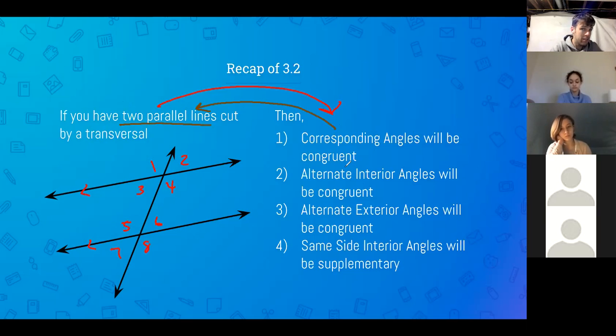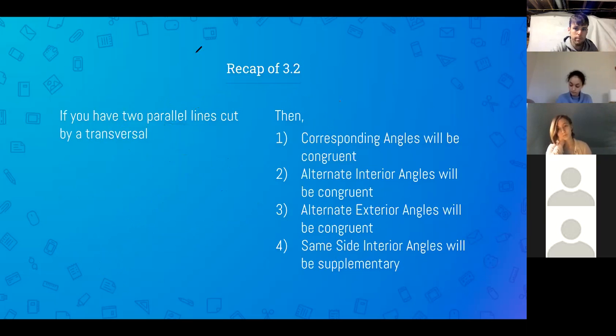And hopefully remember these, right? Corresponding means they're in the same position. So like 1 and 5, or 2 and 6, or 4 and 8. Alternate interior means they're in the interior between the parallel lines and on different sides of the transversal, 3 and 6, 4 and 5. Alternate exterior, same idea, but on the outside of the parallel lines, 1 and 8, 2 and 7, and then same side interior, 3 and 5, 4 and 6, right? So making sure that we can identify these by their appropriate name is important for this section too.